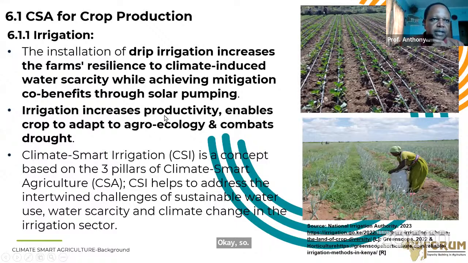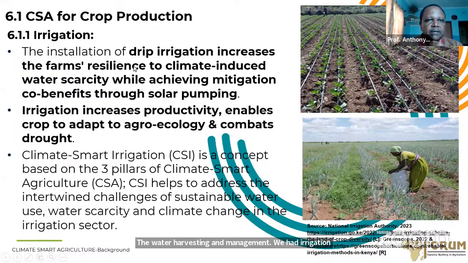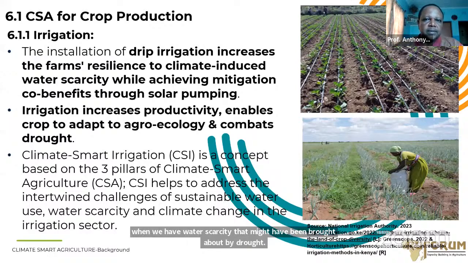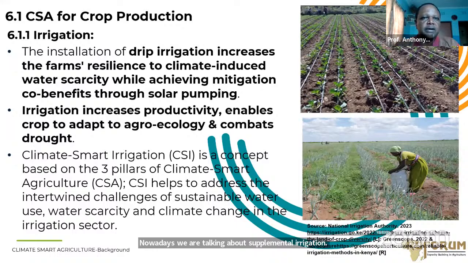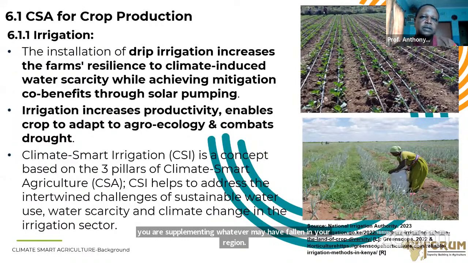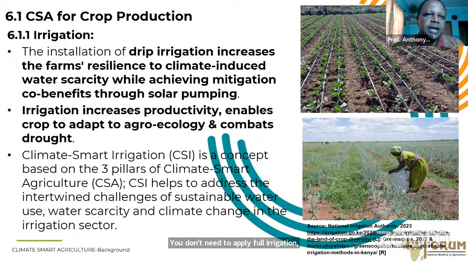Okay, so the water harvesting and management cluster, we had irrigation. There are different types of irrigation systems. Of course, irrigation is the artificial application of water, particularly when we have water scarcity that might have been brought about by drought. Nowadays, we are talking about supplemental irrigation, where you are supplementing whatever rainfall may have fallen in your region. You don't need to apply full irrigation, but you can apply partial irrigation, or you supplement the rainfall in a way that you are able to support the crop growth and yield.